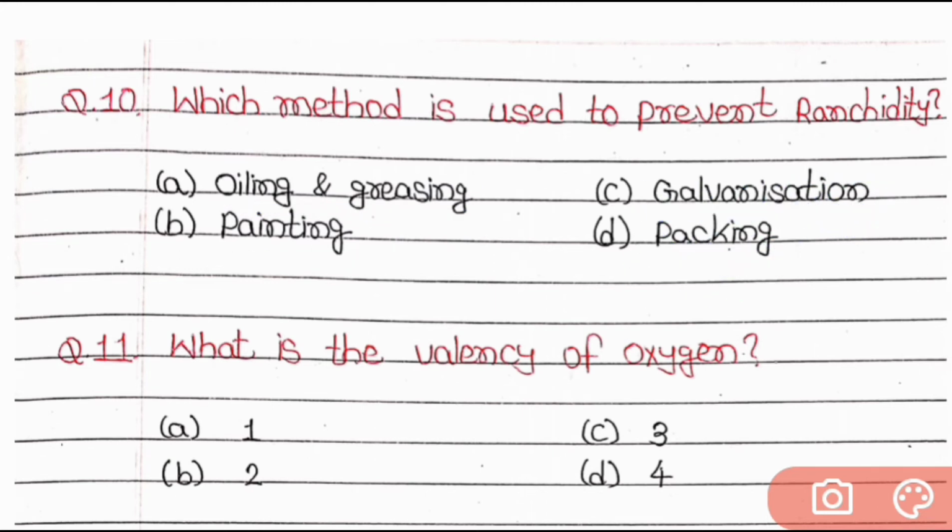Here options A, B and C are examples to prevent rusting. So option D is correct, packing. Packing of food helps us to prevent rancidity.